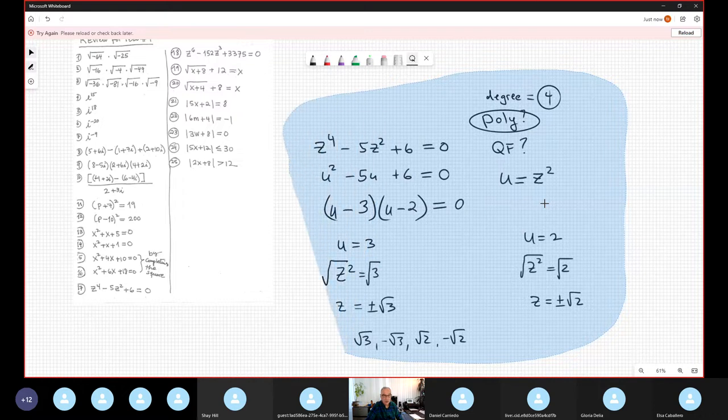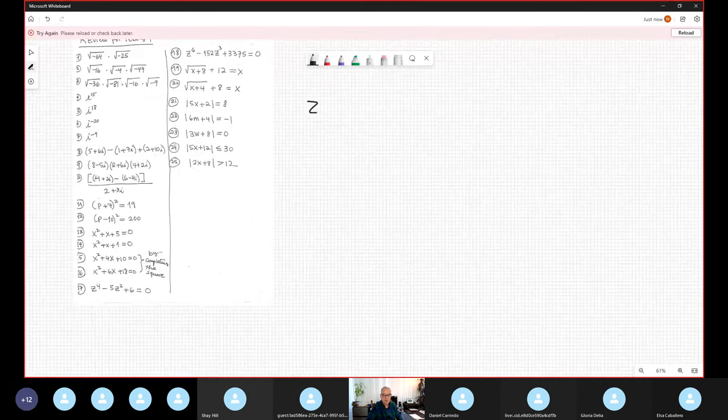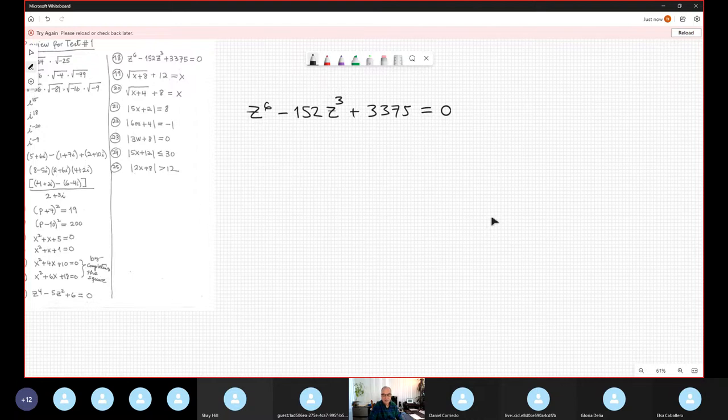Let's move on to the next one. C to the 6th power minus 152 C cubed plus 3375 equals 0. Don't be scared because we have a calculator. I try to identify the problem. This is an equation. It's a polynomial equation, yes or no? Yes. Is it quadratic form? Yes, because look, the exponent 6 is twice the exponent 3.